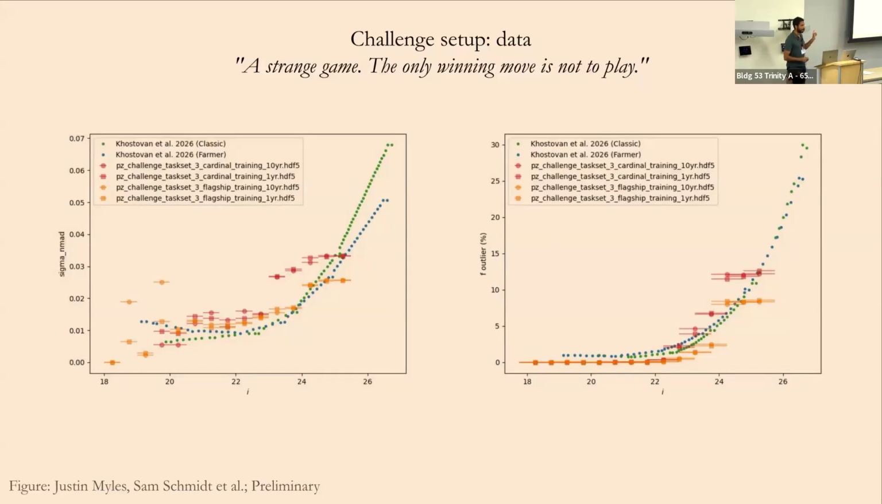So here on the x-axis is I-band magnitude. The y-axis of the left-hand panel is normalized median absolute deviation of the true redshift and the COSMOS-like photo-z's. The warm colors, red and orange, are our files that will be distributed for the challenge, and the cool colors, the green and blue, are from Kozmanyan et al. 2026, where they have a bunch of spectroscopy and they compare these to the COSMOS photo-z's.